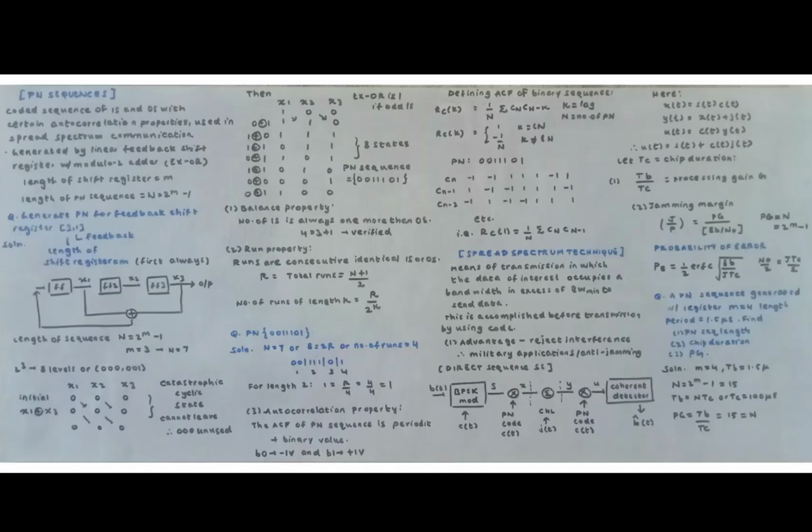You'll notice that this is the part where you convert a 0 to a minus 1 and the 1 stays the same. So each 0 gets converted. And then Cn minus 1 is just the RC of 1 is 1 by n summation of Cn minus 1. So Cn minus 2 becomes the next row, and then eventually you calculate with my RC as the summation of the product of all of these.